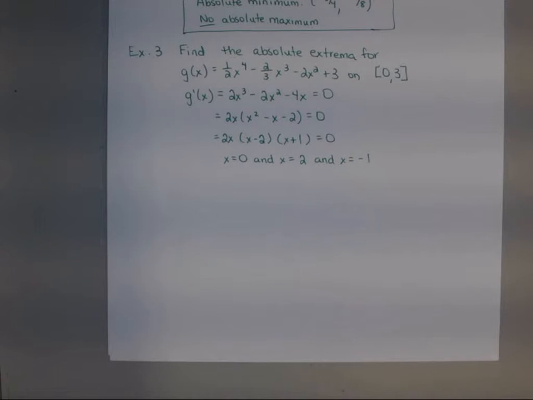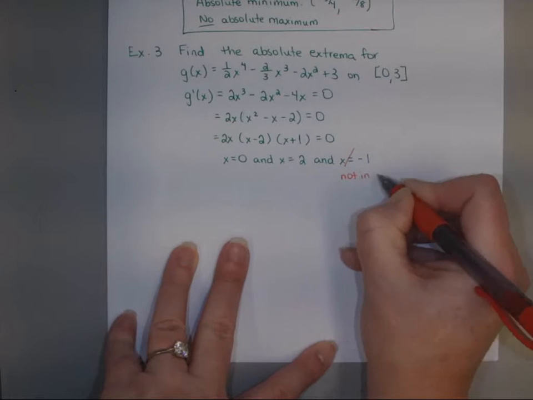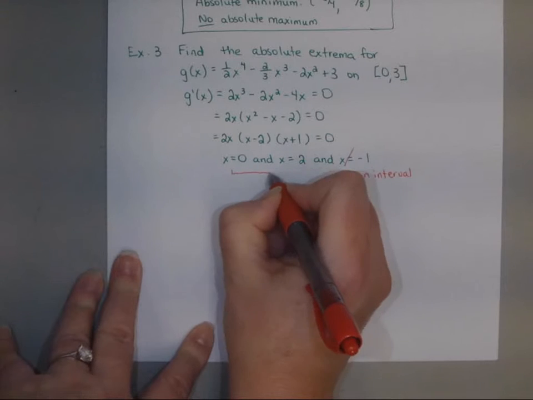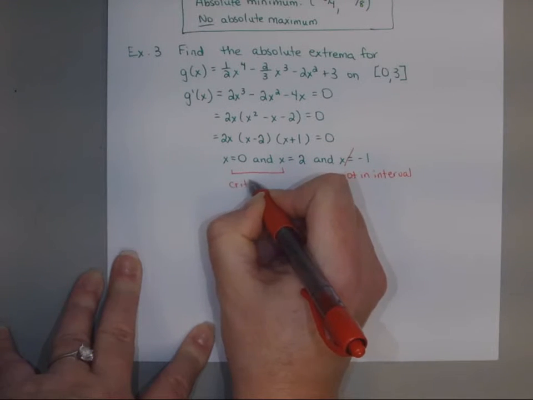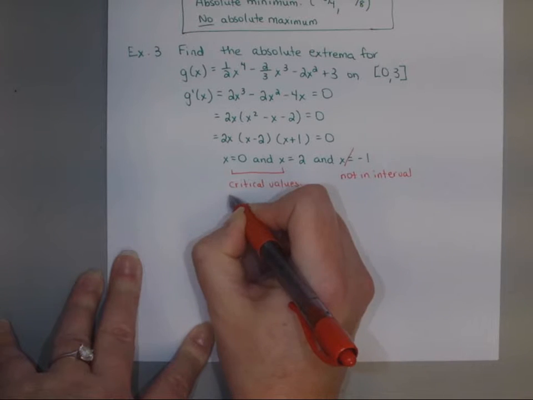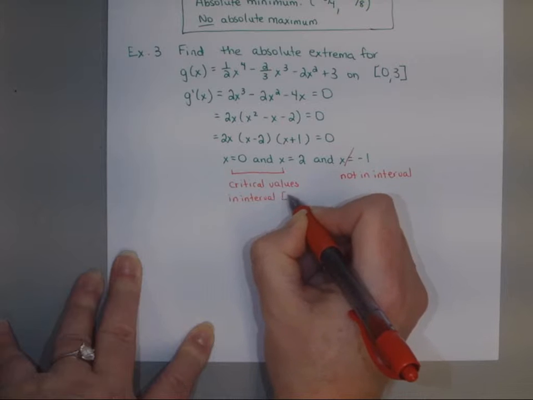So do you see an issue with any of our critical values? You need to verify that they are in our interval, right? So what do you notice about one of them? Negative 1 is no good, right? So negative 1 is going to be completely ignored. It is not in the interval. But notice these are. So these are our critical values. By the way, negative 1 is still a critical value. It's just not a critical value in the interval we're looking for, and so is unimportant to us for a problem like this.